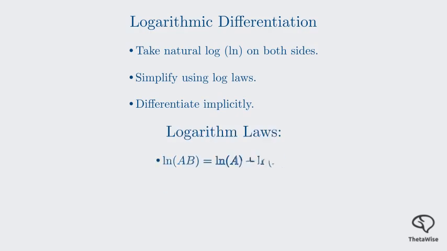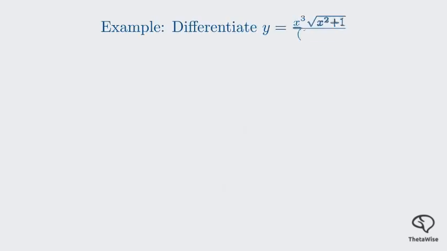The product rule for logs lets you change a product into a sum. The quotient rule lets you change a division into a difference. And the power rule lets you bring a power down as a coefficient. These are our simplification tools. Let's work through an example that looks very intimidating.